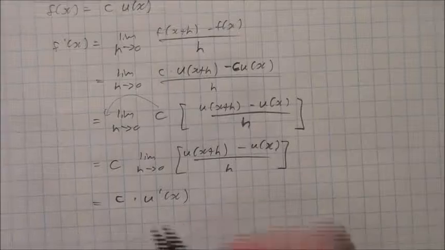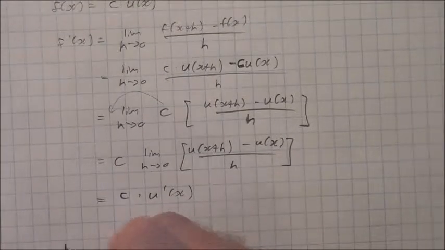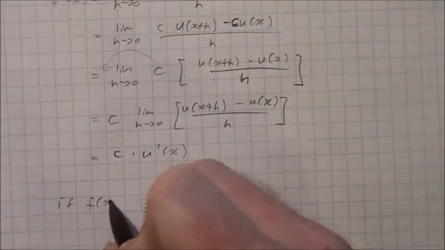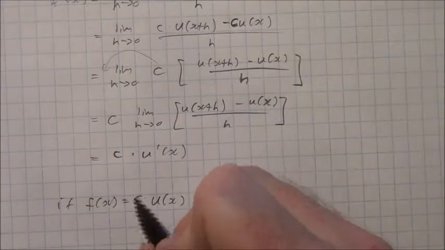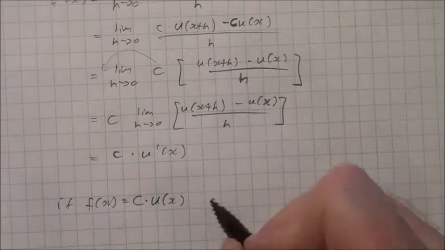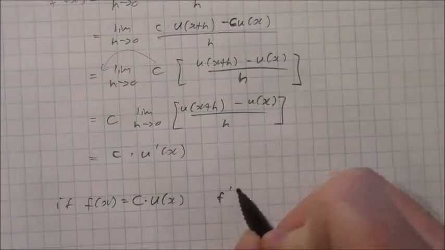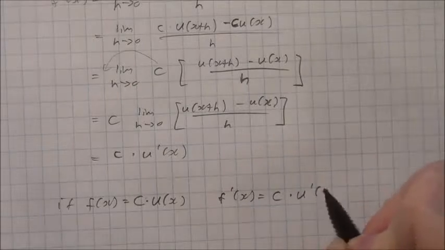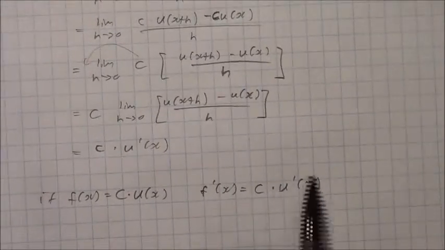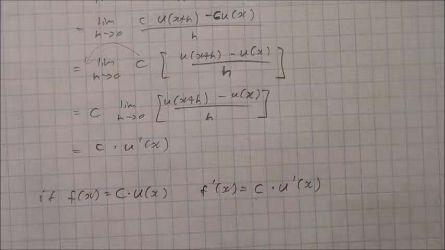And so then we have now proven that if f of x is some function u of x multiplied by a constant, then f prime of x is nothing more than the constant multiplied by u prime of x. So you take the derivative as normal and then just multiply it by the constant.